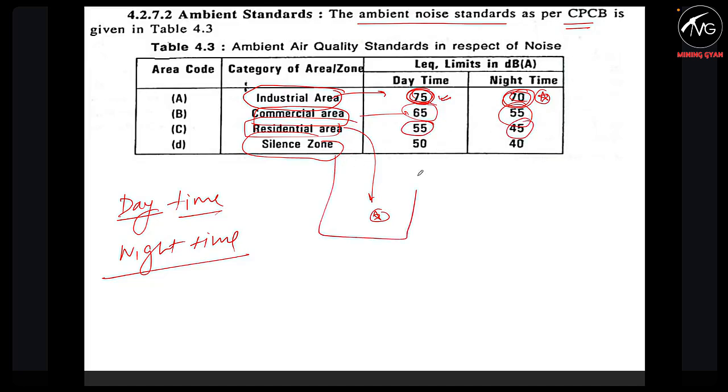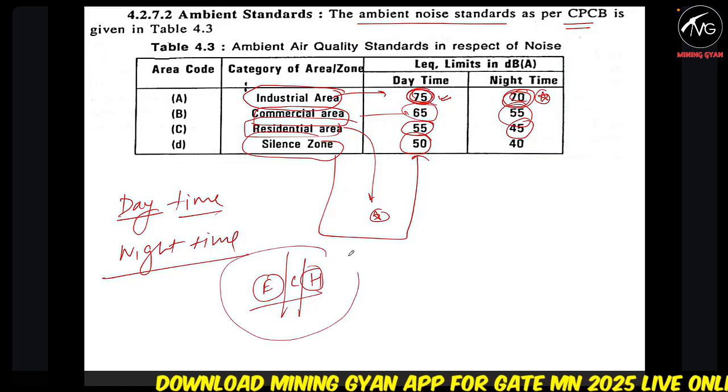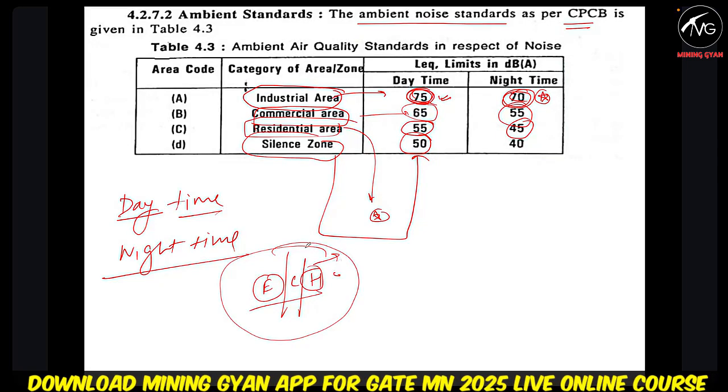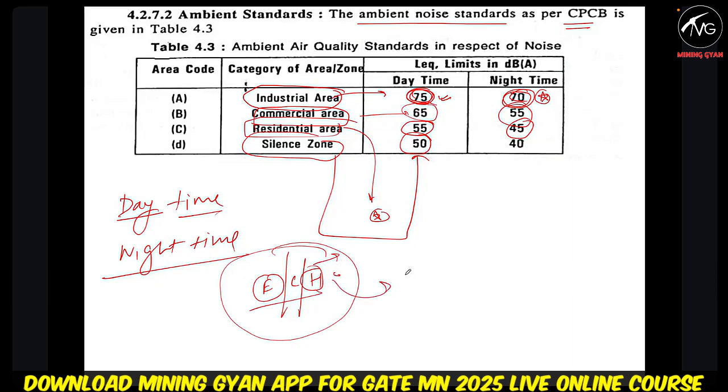And silence zone, as I told you, what is the silence zone? Near education, court, hospital, around it 100 meter, it is the silence zone. So in this area, the noise pollution level in daytime is 50 decibel, and in the night time is 40 decibel. Please remember this chart also. Three, four charts I told you to remember.